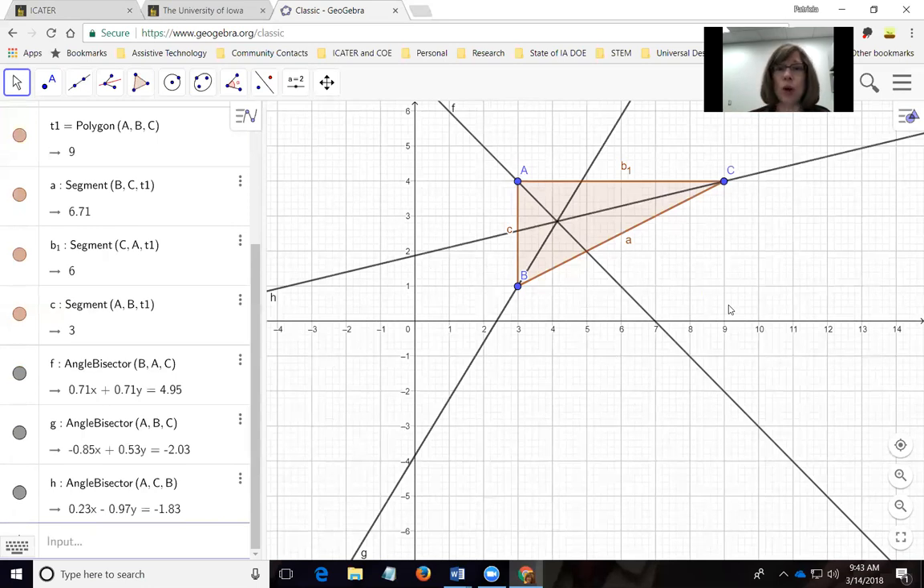So that's it for GeoGebra for today. You can imagine there's lots and lots of things you can do with this, and there are lots and lots of YouTube videos out there about GeoGebra.